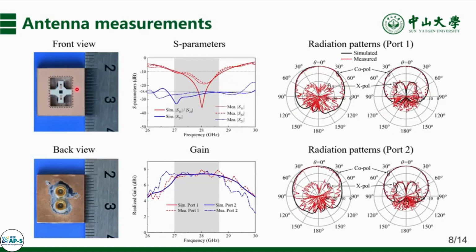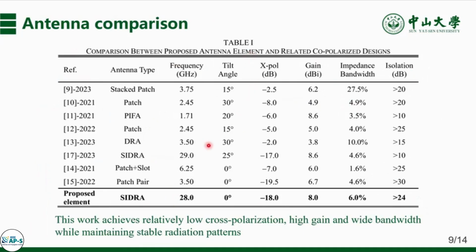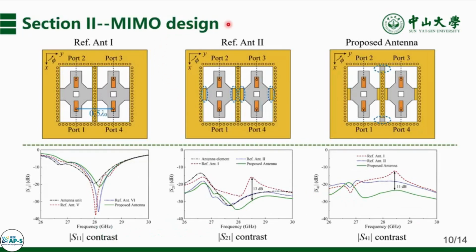For validation, a prototype of the proposed antenna was fabricated and measured. It has 1.6 GHz bandwidth, 25 dB isolation, and stable radiation patterns. Finally, we made a comparison with other related IBFD designs. As shown in this table, our work achieves relatively low cross-polarization, high gain, and wide bandwidth while maintaining stable radiation patterns.